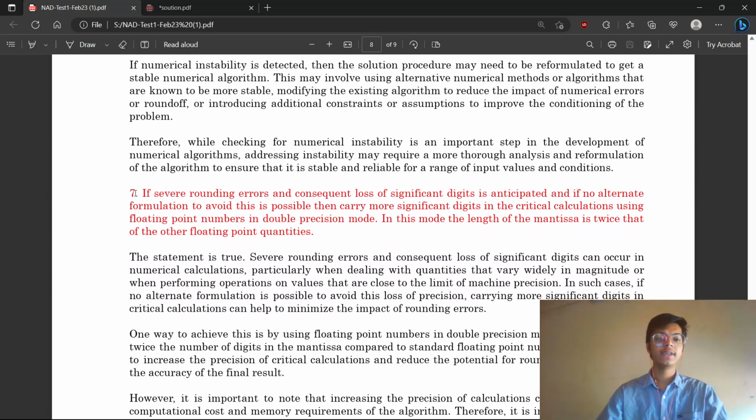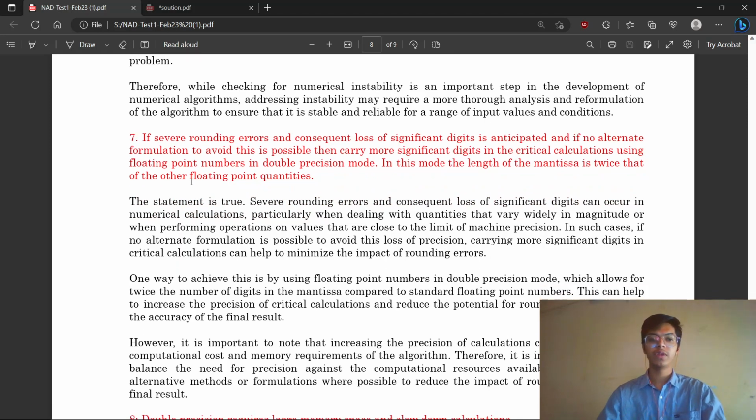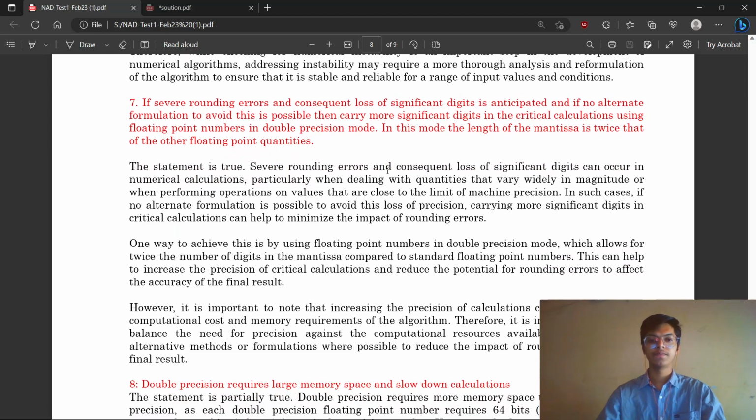In the 7th point, it is given that if severe rounding errors and consequent loss of significant digits are anticipated, and if no alternate formulation to avoid this is possible, then carry more significant digits in the critical calculation using floating point numbers in double precision mode. In this mode, the length of the mantissa is twice that of the other floating point quantities. So yeah, this statement is also true.